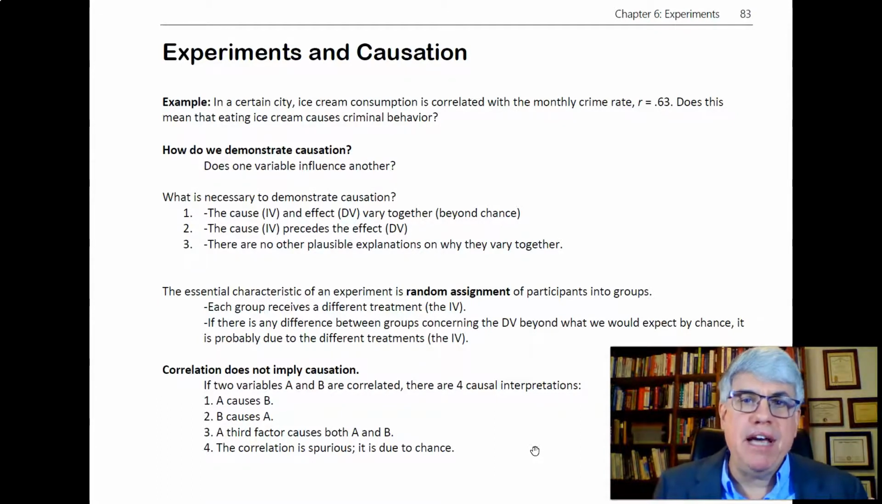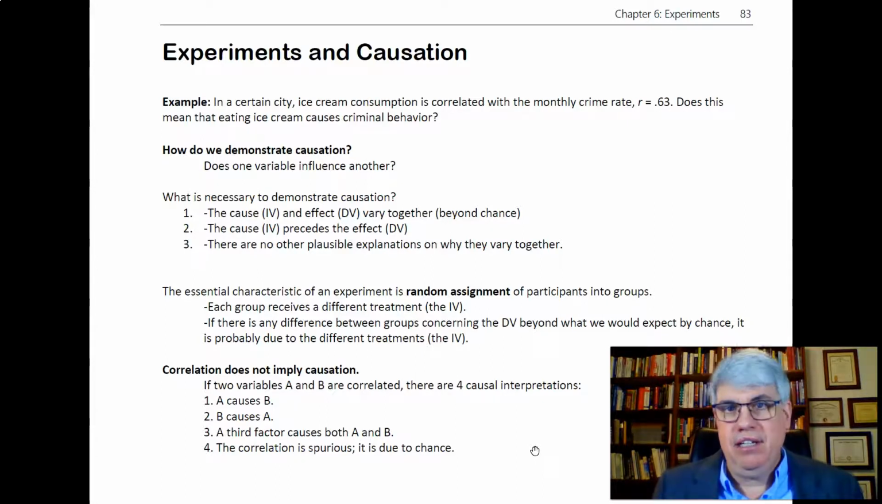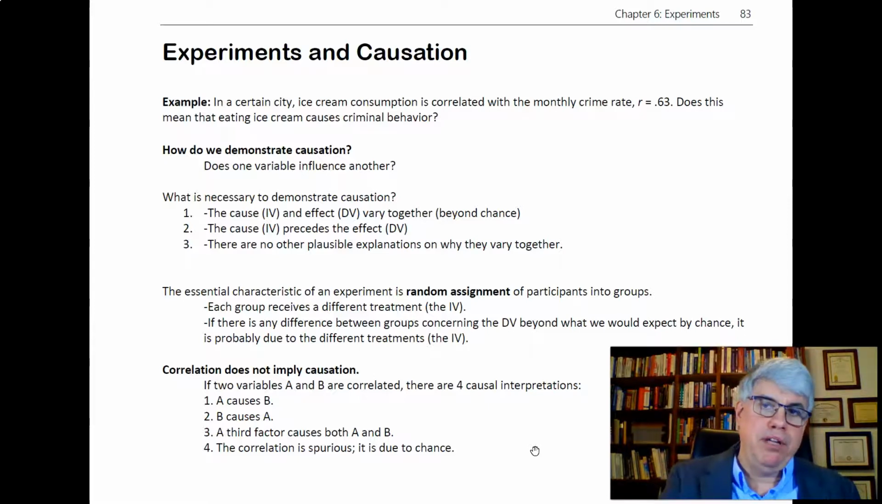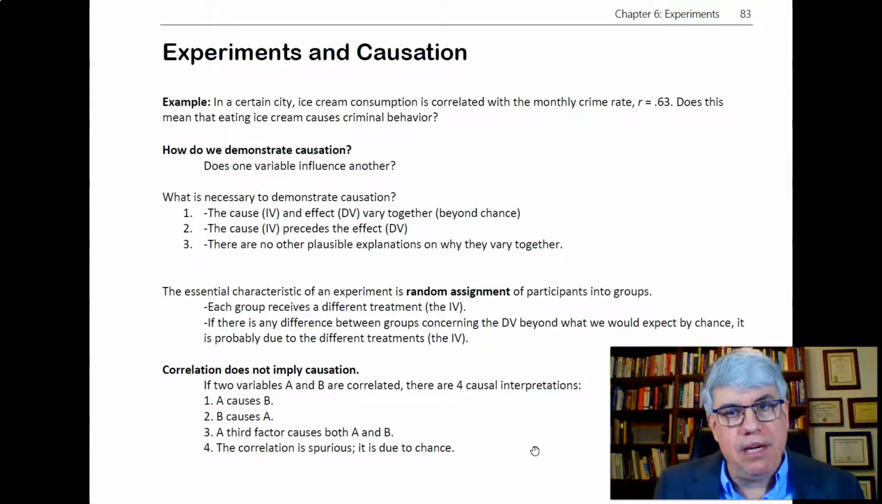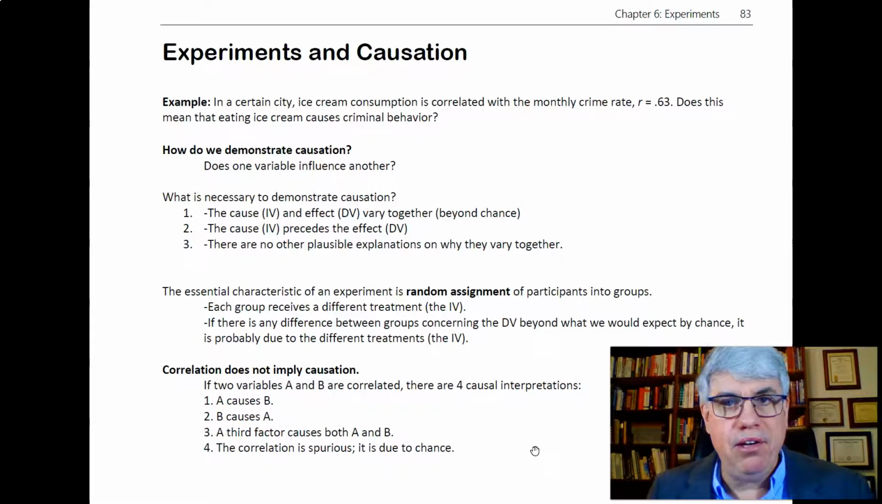But how do we demonstrate causation? If a simple correlation doesn't demonstrate causation, what does? How can we say that one variable influences another? Well, I would like to propose that there are three necessary conditions to demonstrate causation. Now, causation might actually occur and we can't prove it, but here are three things that will provide very strong evidence for causation.